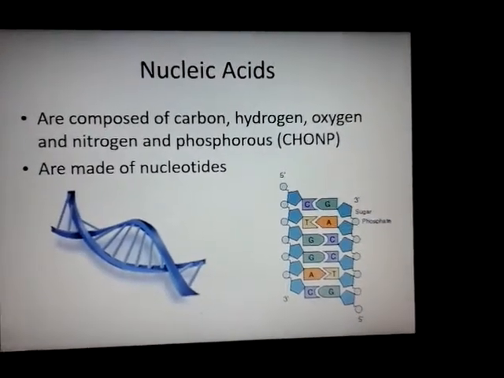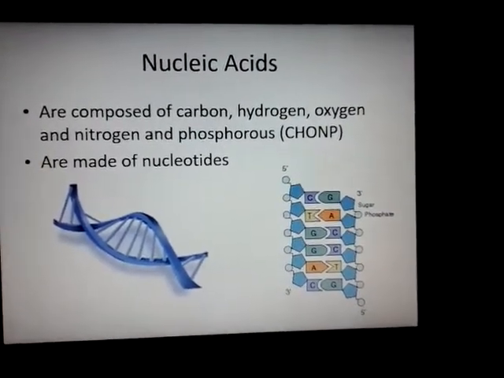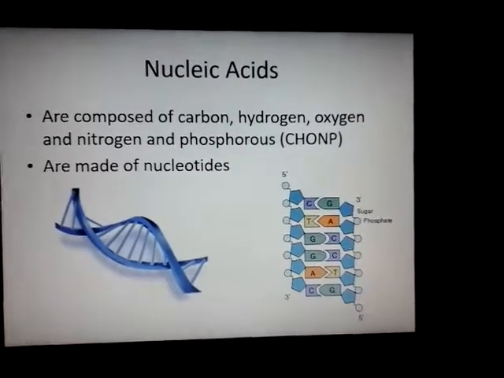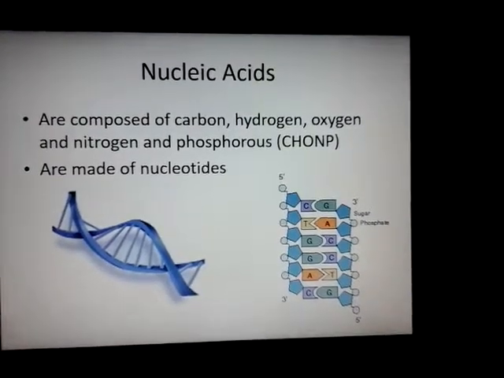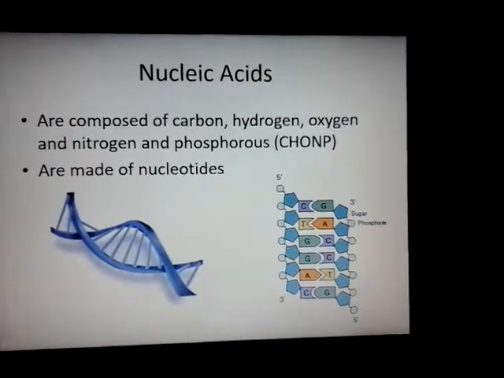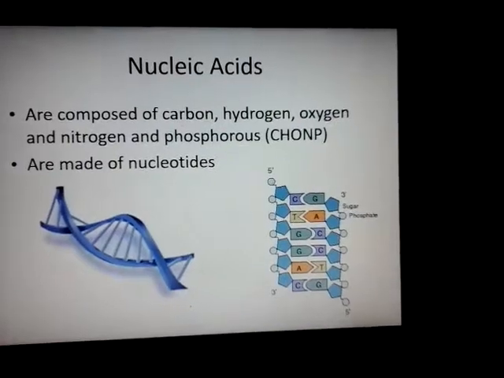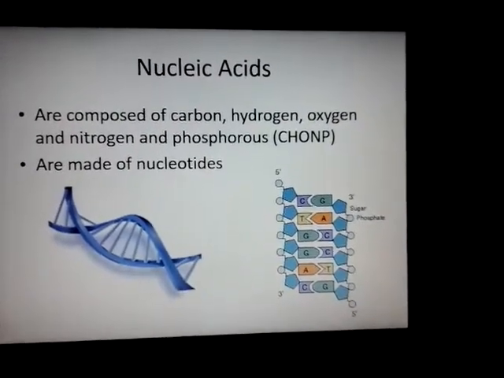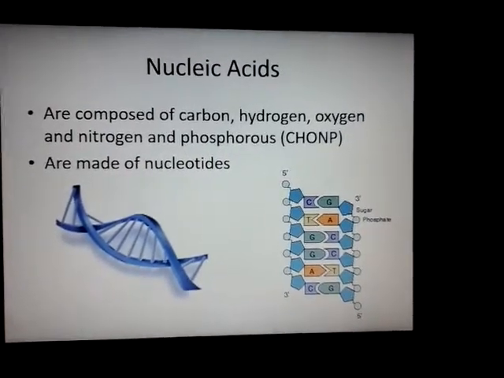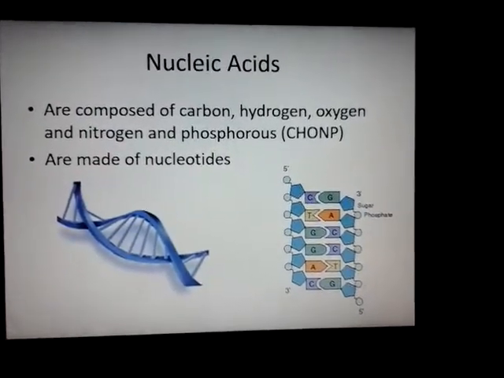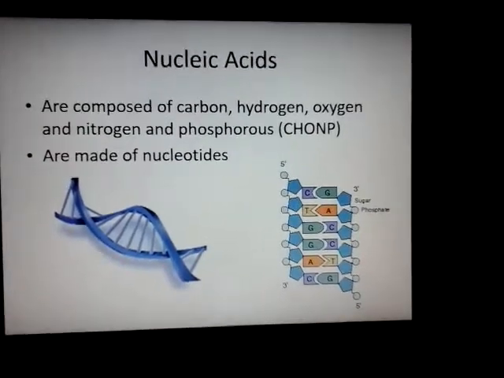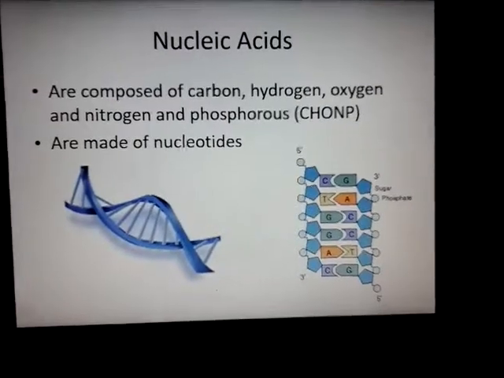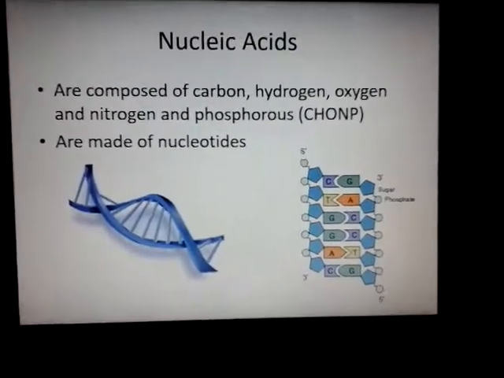So carbs, lipids, proteins, and nucleic acids all have carbon, hydrogen, and oxygen. Proteins have an extra ingredient, which is nitrogen. Nucleic acids also have nitrogen, but they have another ingredient, phosphorus. So if you just remember CHOMP, not with an M but with an N, you can remember the 5 elements that make up our nucleic acids. And nucleic acids get their name because they're found in the nucleus.